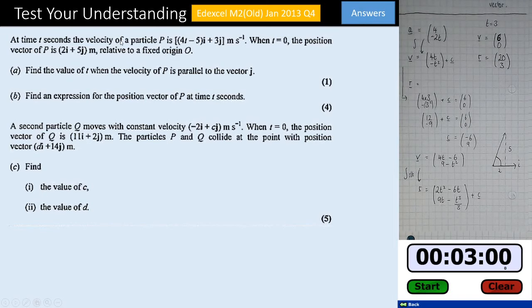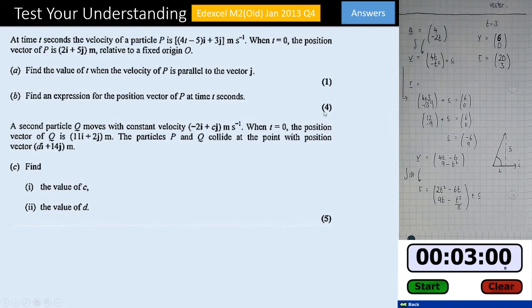We've got velocity of a particle, which is 4t minus 5i plus 3j. When t is 0, the position vector is given as that, relative to a fixed origin. Find the value of t when the velocity of p is parallel to the j vector. It's an interesting little problem to start us off with, just for 1 mark. Find an expression for the position vector of p at a time t.